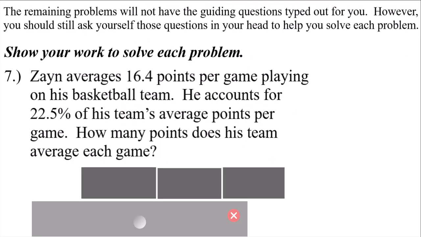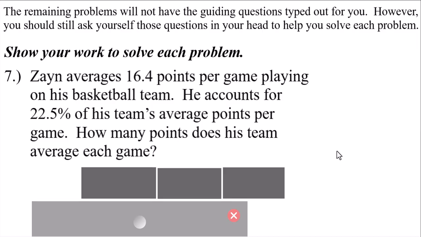All right, the remaining problems are not going to have the guiding questions typed out for you. However, you should still ask yourself those questions in your head to help you solve each problem. So, finally, try 7, 8, and 9 on your own. There are no guiding questions, but ask them in your head still so you know how to set up the percent equation in the correct way to solve the problem. So hit pause, do 7, 8, 9 on your own, then hit play once you're ready to see how you did.